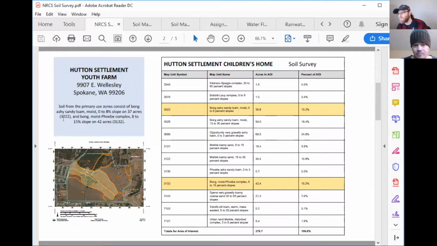Those are going to be 3022, which is bong, ashy, sandy loam, moist 0 to 8% slopes, right? So within that, there's a lot of information. The slope type, some soil moisture type, soil texture, as well as a name, which is often named either by a person or a feature or something like that in the area. So the individual name bong doesn't give us actual information about the soil so much. Just the unit, which is consistent across a decent amount of area. And then 3132, which is a different soil type.